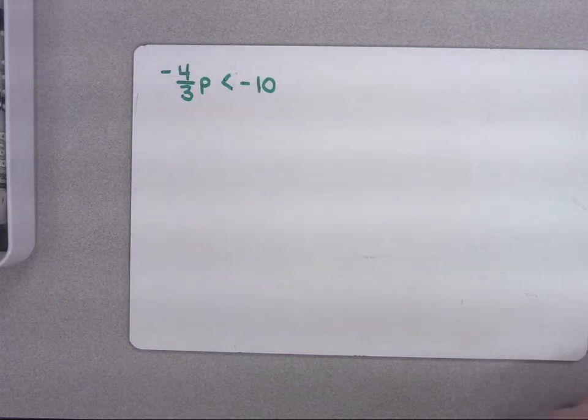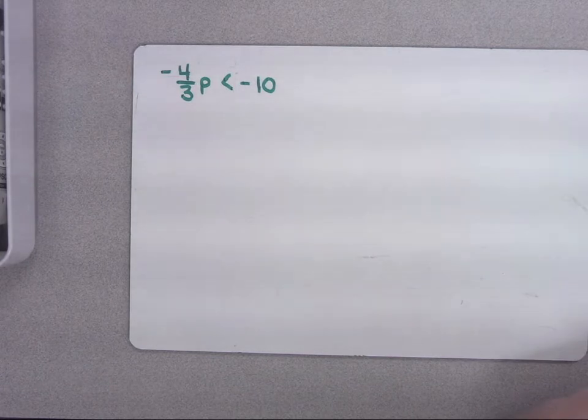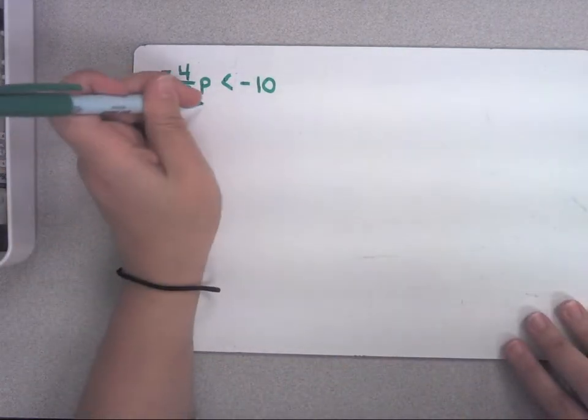What are we going to do? We're going to need a calculator for sure this time. What are we going to do to get P by itself, Risa? Okay.